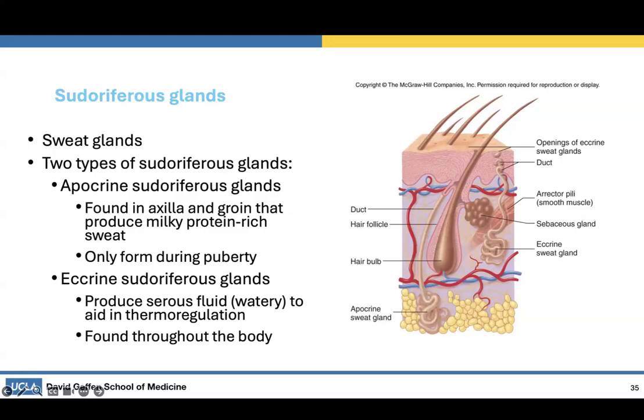Sudoriferous glands are known as sweat glands, which can be broken up into 2 categories: apocrine sweat glands and eccrine sweat glands. Apocrine sweat glands are found in the axilla and groin and produce a milky, protein-rich sweat, whereas eccrine sweat glands produce serous fluid, which is watery, to aid in thermal regulation, and are found all throughout the body.